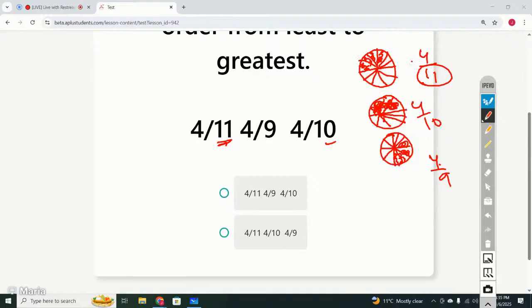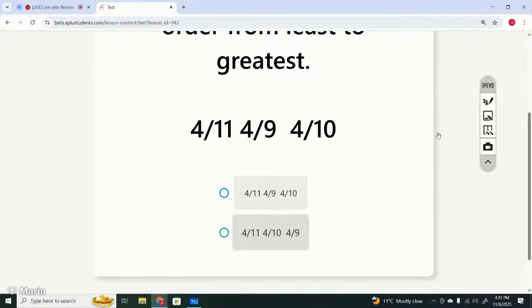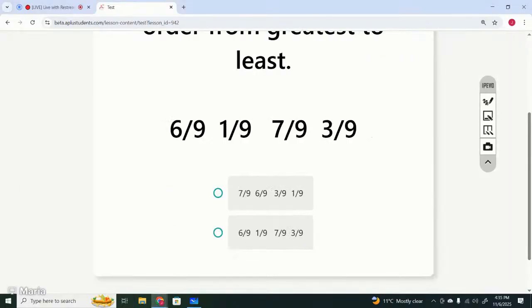Then 4 over 10. The same figure has 10 portions, but 4 are colored. The least one is 4 by 9. 4 by 11 is the greatest. So 4 by 11, 4 by 10, and 4 by 9. Option number 2 is the correct option.